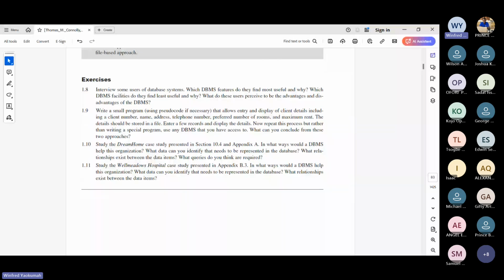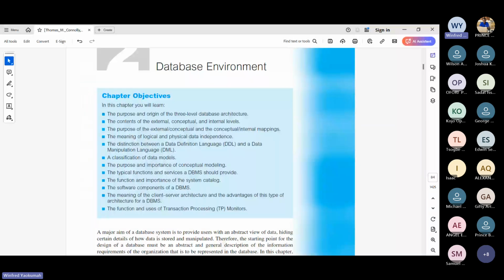Now, today we are starting a new topic, which is database environment. Okay, so let's quickly look at the objectives of today's lecture listed here.